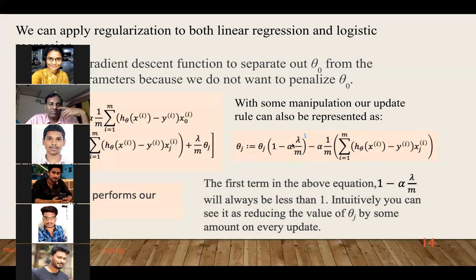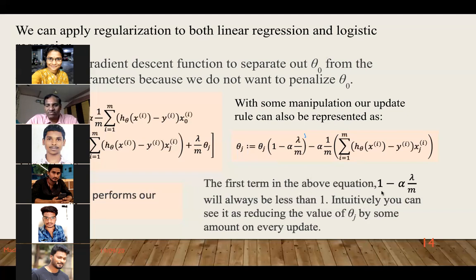Usually you will take lambda less than 1, but what is m? M is the number of instances, right? So this whole value will become very small. Alpha also will be very small. Then you are doing 1 minus that. So each time you are multiplying theta j by a small number less than 1. That's why this reduces the theta j value, right? So the first term reduces it.